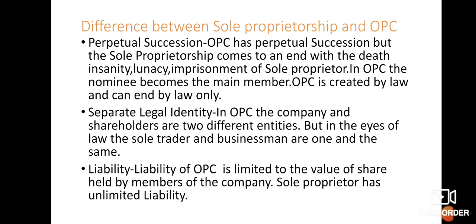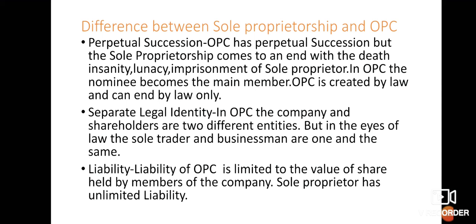Difference between sole proprietorship and OPC. What is OPC, children? One person company. What is the difference? Perpetual succession. One person company has perpetual succession. That is, even if the main member is not there, it will continue. But sole proprietorship comes to an end with the death, insanity, lunacy, imprisonment of the sole proprietor.